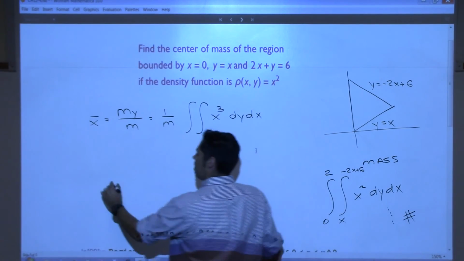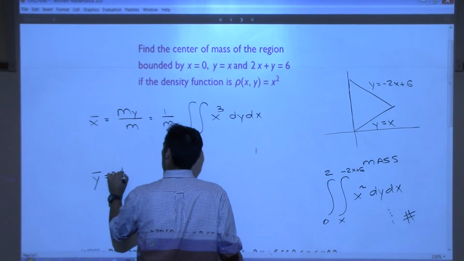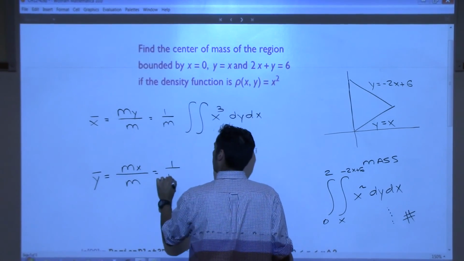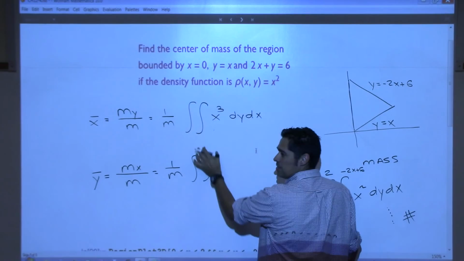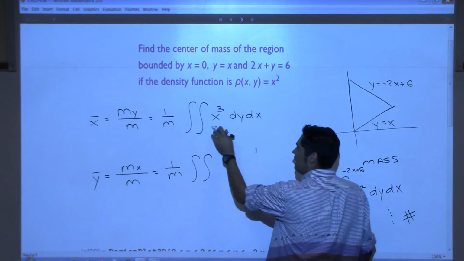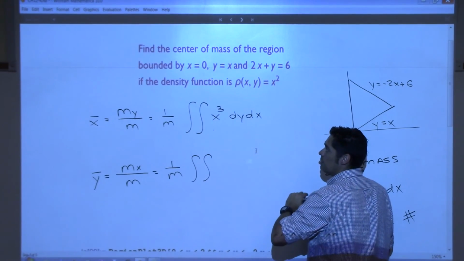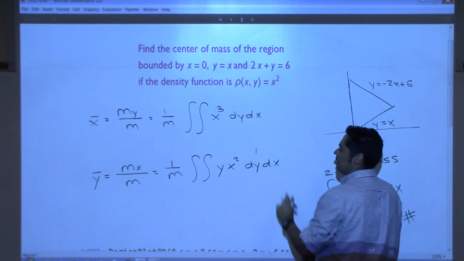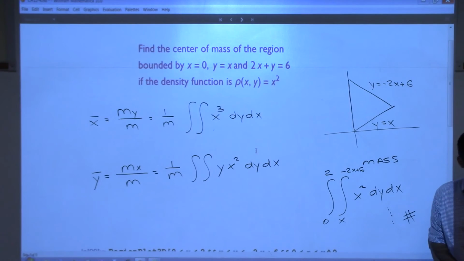And then when you do y bar, it's the moment about the x-axis over mass, which is 1 over mass times the double integral. Those limits still stay the same. And now this time, instead of x cubed, it's y x squared, or x squared y, dy dx. Now that integration is going to be a little different, right? Because now you have a y in there.